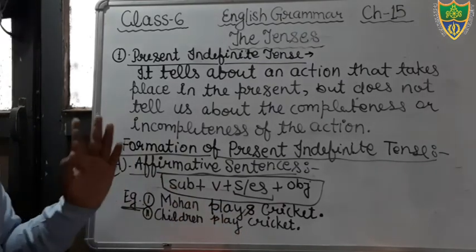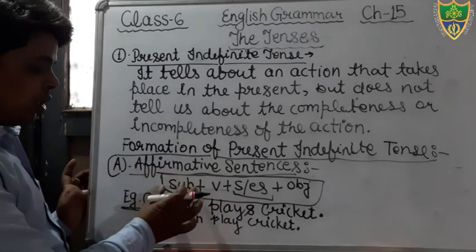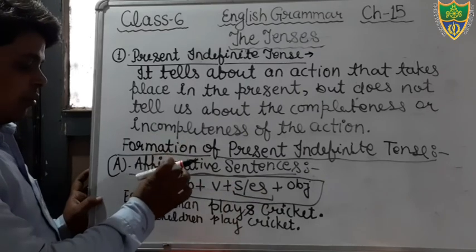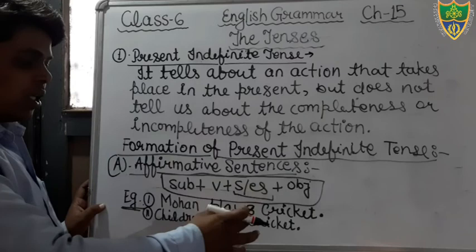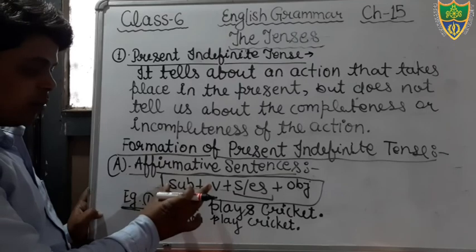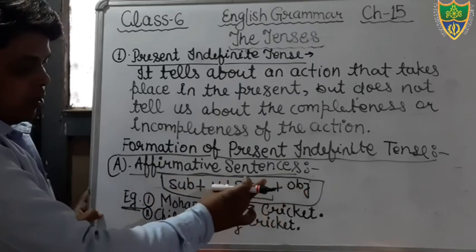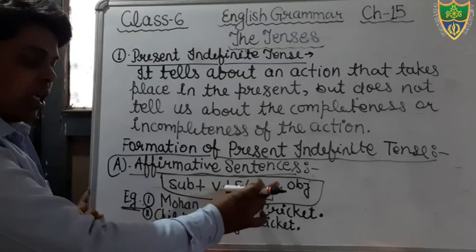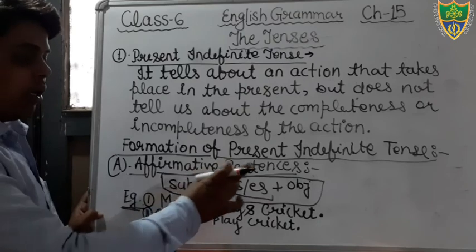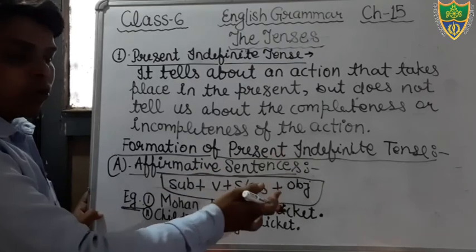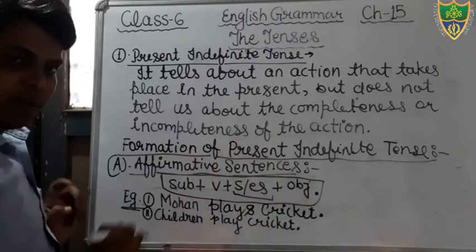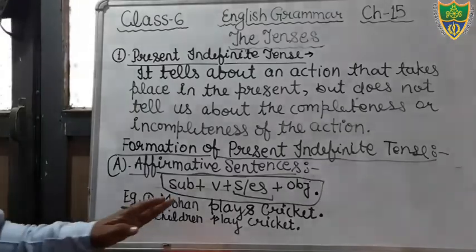Okay, students, so keep in your mind, in affirmative sentence, if the subject is singular, then we will add s or es to the verb. If the subject is plural, then we will not add s or es to the verb. Students, this is your structure. You should keep in your mind. There will be subject, there will be verb, and in the verb we will add s or es if the subject is singular. We will not add s or es if the subject is plural. And if there is object, we will also add the object in the given sentence. Then after, full stop.